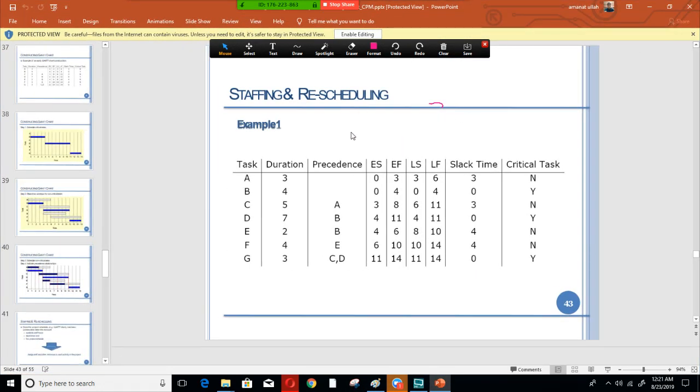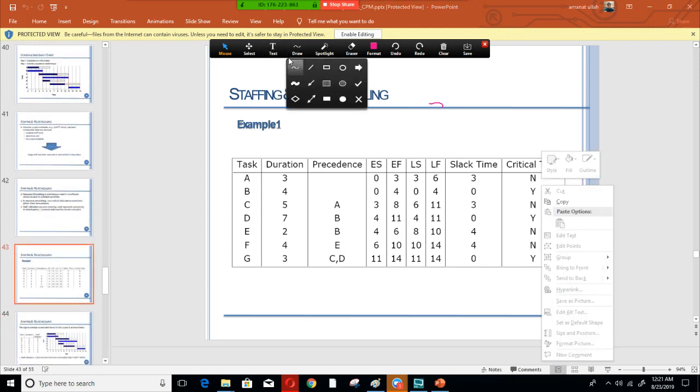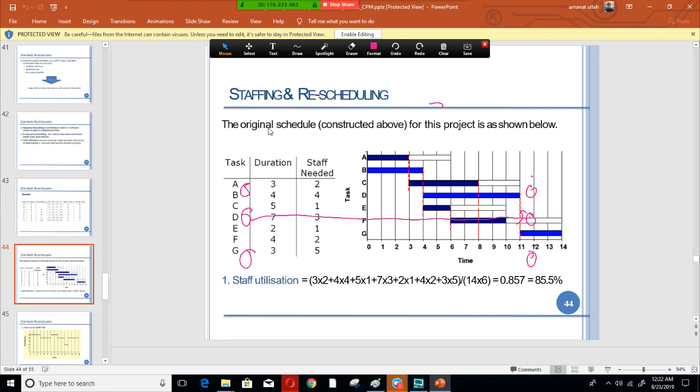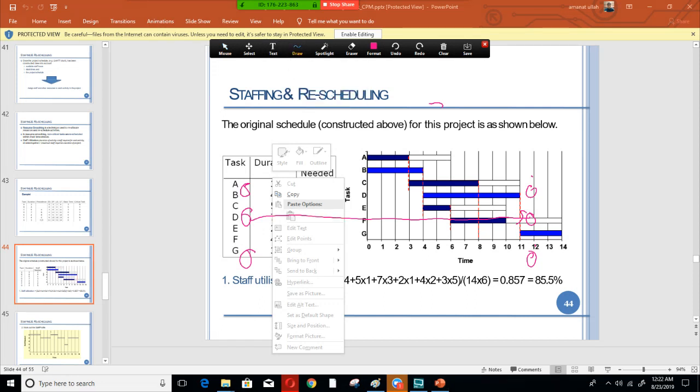So the 3 critical tasks here are B, D and G. So these are the 3 critical paths. Now if we want to calculate the staff utilization, we have to multiply each task duration with its staff needed.